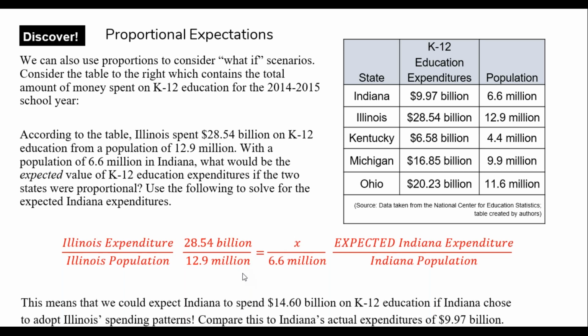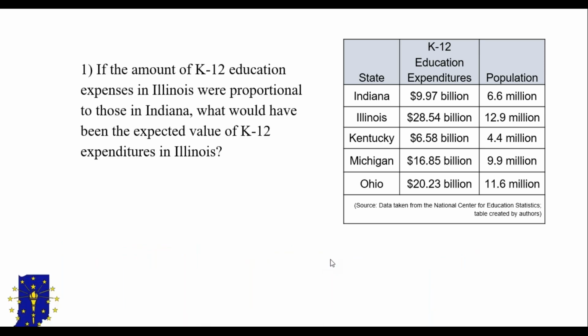Okay, so if we do that correctly, we're going to find a number about $14.6 billion. So take a look. I mean, that's much more than Indiana spends. So if we were like Illinois, we would be spending way more money. All right, so these are ideas and ways that we might set up proportions, and we might say, well, what if we did something like this?